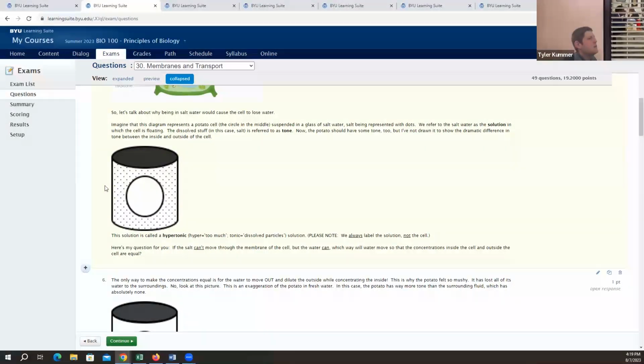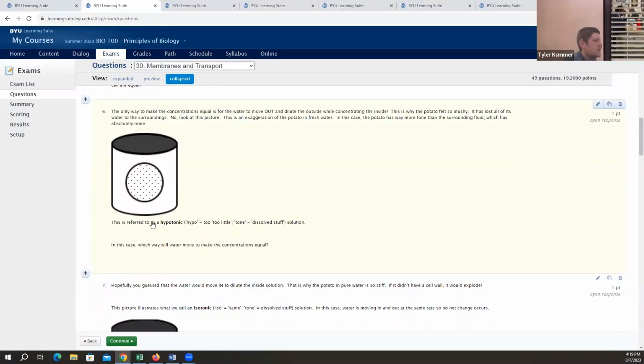Well, that is where the term hyper comes in. There's too much dissolved stuff outside the cell. So if it's 100% water here, 90% because of the dissolved particles, that water is going to go from high concentration in the cell to low concentration outside the cell. This is very much like the salt water for the potato cells, right? It's a hypertonic condition causing water to leave the cells. And that's going to cause that cell to shrink, get smaller.